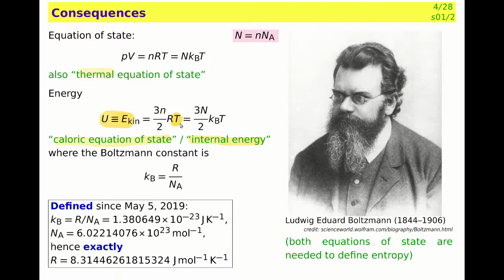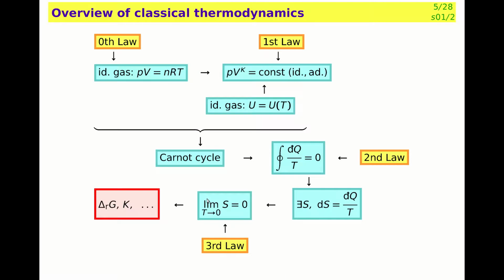And you may remember from the lectures of physical chemistry or thermodynamics that both equations of state, that is, both these formulas, whatever you call them, are needed if we proceed according to this classical picture how thermodynamics is built. So I will repeat it in few words using this scheme. Building classical thermodynamics starts with the zeroth law of thermodynamics.